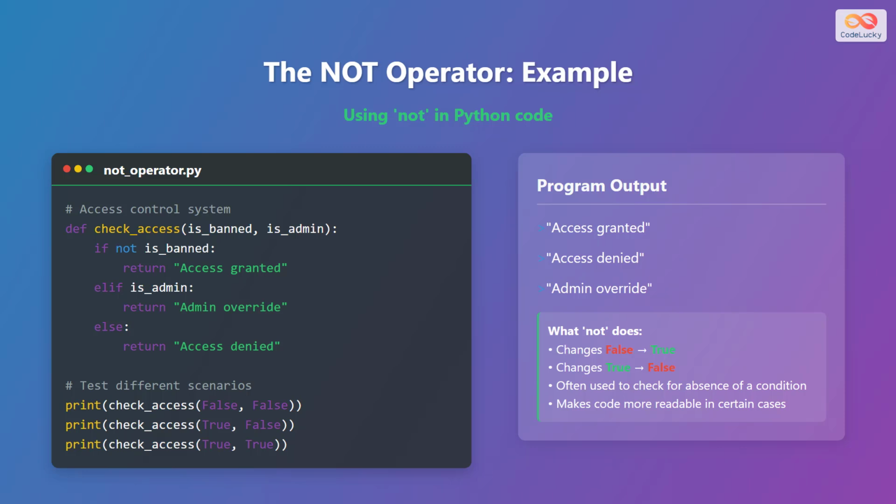Here are the program outputs. When isBanned is false and isAdmin is also false, the output is access granted. When isBanned is true and isAdmin is false, the output is access denied. And when isBanned is true but isAdmin is true, the output is admin override. The not operator changes false to true and true to false. It is often used to check for the absence of a condition and makes the code more readable in certain cases.